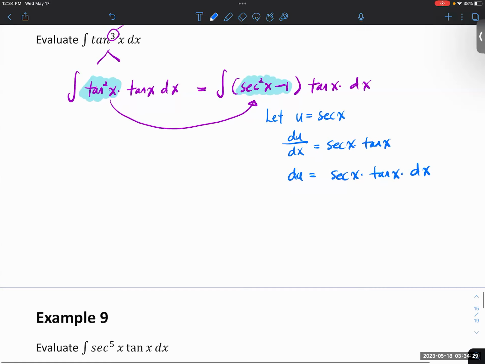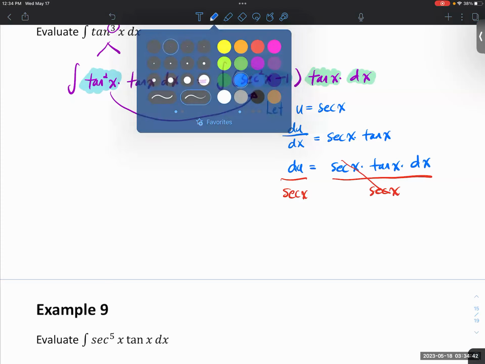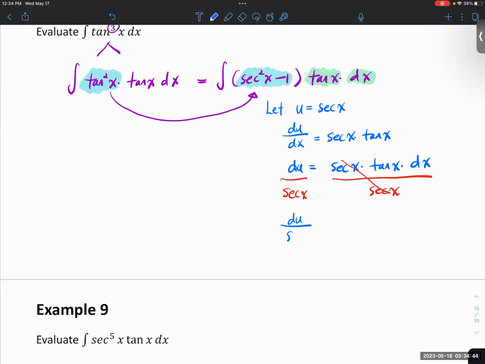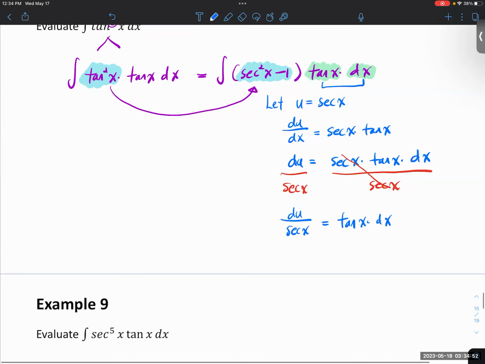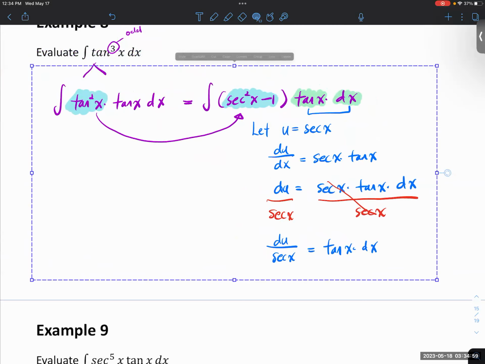So in other words, we are looking for tangent x dx. I can modify this by dividing by secant x on both sides. So what happened? We can say du over secant x is tangent x dx. So I can modify this one, correct? So let's rewrite all the information slowly and surely. Let me minimize this a little bit.